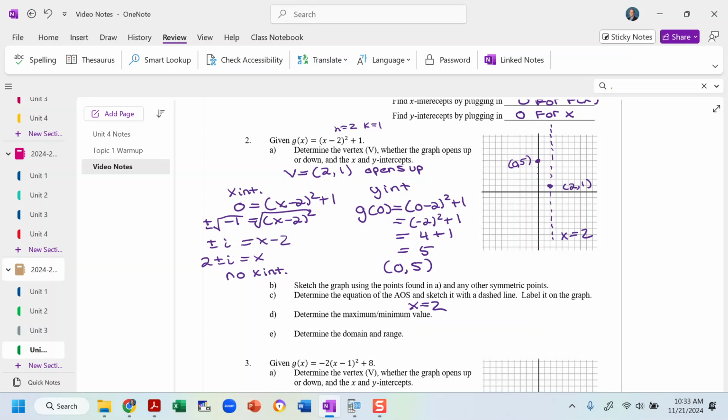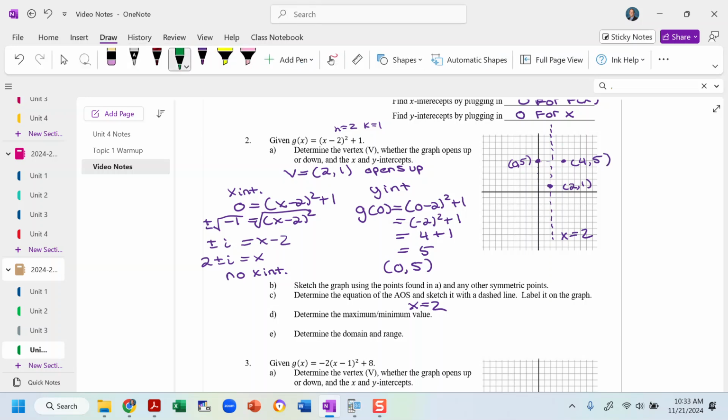All right. And then that means we can go symmetric here. So since this is 2 units away, we can also go 2 units this way to get the point 4, 5 on the graph. And that means that your parabola looks like that.